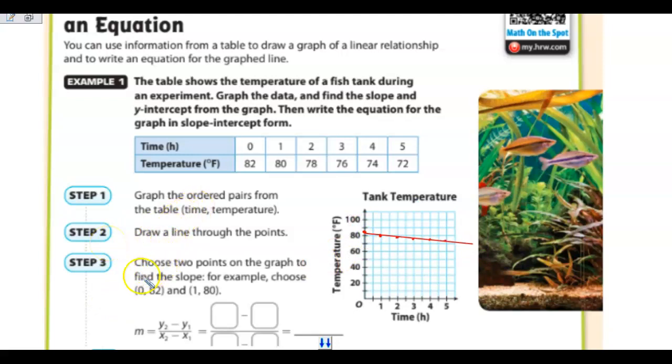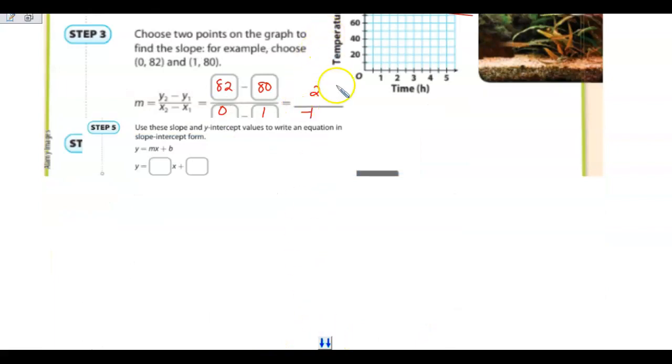Now we're going to use 2 points on that graph, the points we plotted up here, to determine what my slope is. I picked these two, so I'm going to take 82 minus 80, and that's going to give me 2, and then I'm going to take 0 minus 1, and that's going to give me negative 1. And so my slope is going to be negative 2. So there's my slope, negative 2.